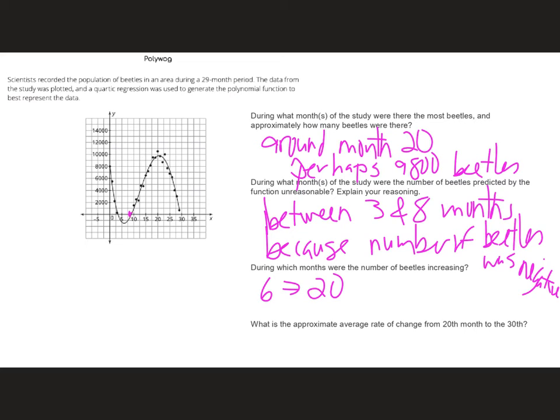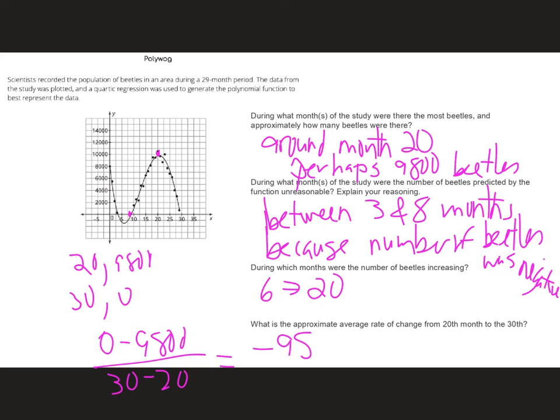context of this problem. What is the approximate average rate of change from the 20th to the 30th? So 20th, we said, was 9,800. And then the 30th, it kind of stops. But I'm going to call it 0 if we continue that trend, 30, 0. So I'm going to do 0 minus 9,800 over 30 minus 20. So that's negative 9,800 over 10, which is negative 980. And my units on that are, that's the population of beetles over months. Beetles per month.